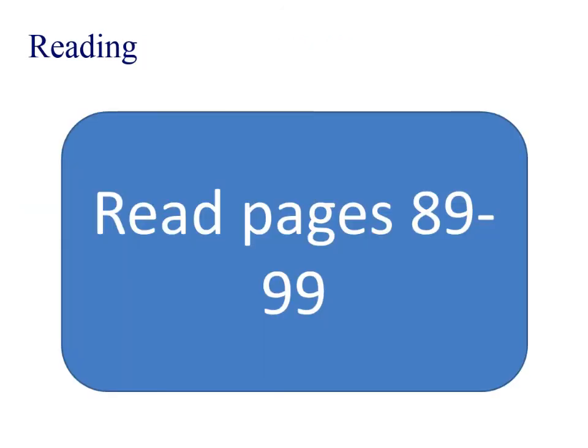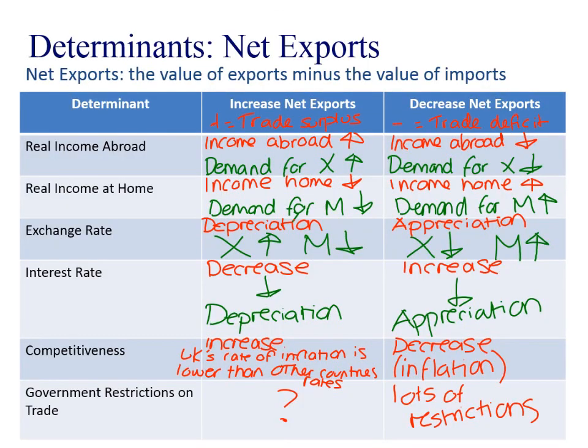And then we're looking at trade, so 89 to 99. This stuff is very, very similar to what causes a current account deficit or surplus. So net exports is exports minus imports, or the value of exports minus imports. An increase in net exports would be when you're getting a trade surplus, and decreased net exports would be a trade deficit, or moving from a deficit to a smaller deficit, or a surplus to a smaller surplus in that case.